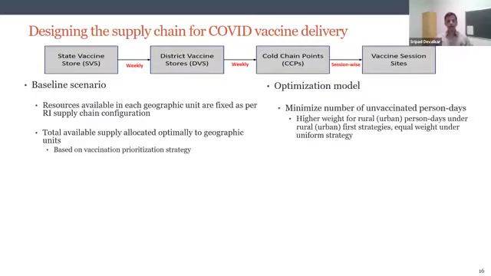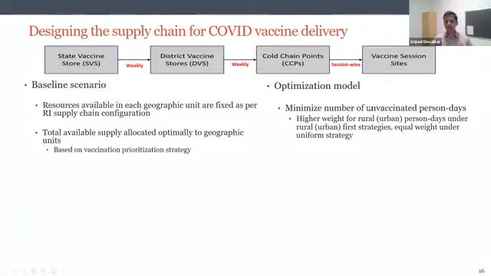Now, in terms of what I mean by optimality, we developed an optimization model where the objective was to minimize the number of unvaccinated person days. The total number of unvaccinated person days is a sum of unvaccinated rural person days and unvaccinated urban person days. So for example, if today there are 100 people who are unvaccinated, tomorrow there are 90, and the day after tomorrow there are 80, then the total number of unvaccinated person days would be 100 plus 90 plus 80, which is 270. Now, some of these 270 are in rural areas, some of them are in urban areas.